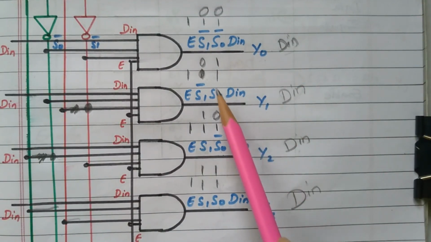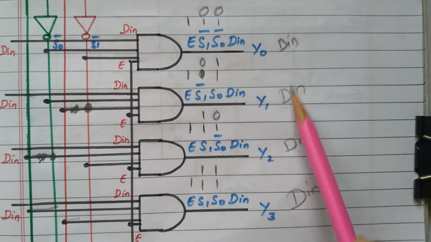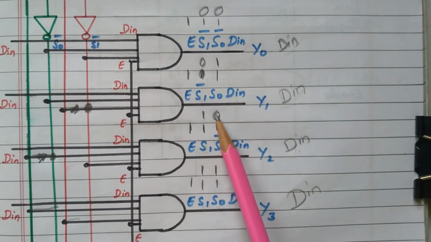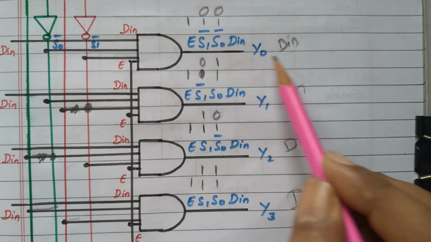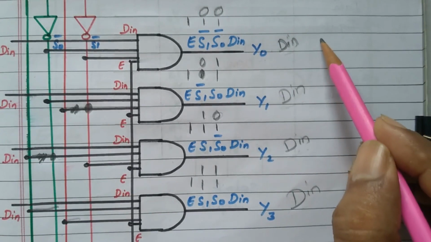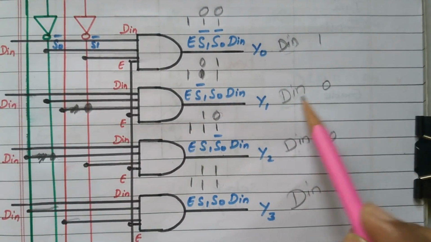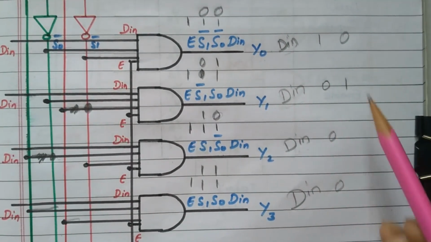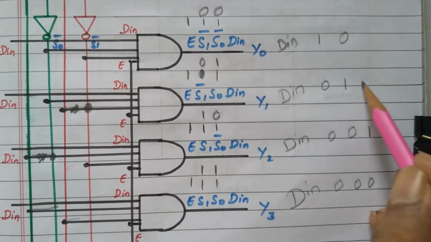Remainings are 0. Similarly for 0 1 only this AND gate will produce the output D in. Remaining outputs are 0. Similarly for 1 0 this AND gate will produce D in, third position. Remainings are 0. Right. Similarly the fourth, for combination 1 1 this AND gate will produce the D in output. Remaining outputs 0. For example 0 0 means this output will be 1. Remaining outputs are 0 0 0. For second combination this output is 0, only this output will be 1, remainings are 0. For third combination this output will be 1, remainings are automatically 0.